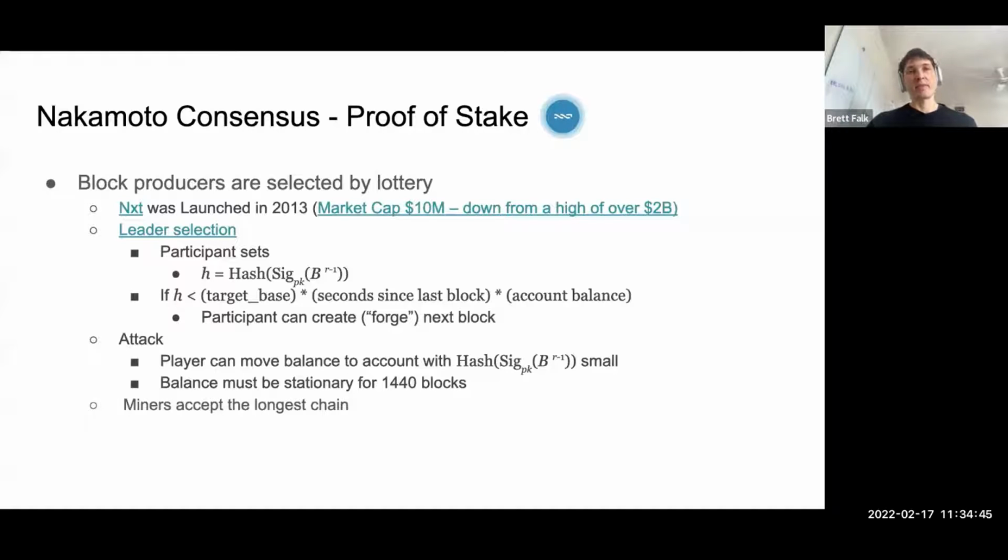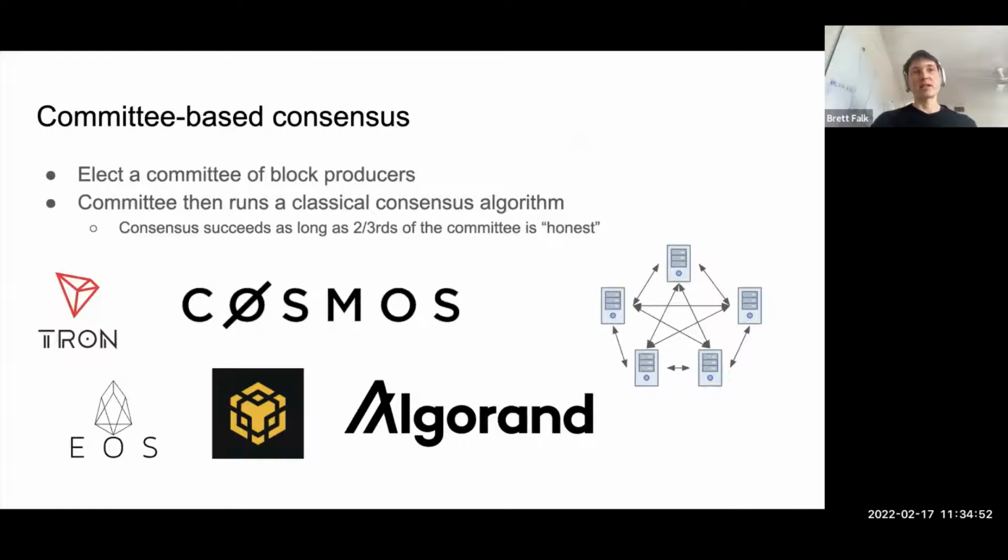using this lottery. But there are a lot of alternative consensus mechanisms that can still use proof of work or proof of stake, but have a different kind of consensus. And so we're going to be focusing here on this type of committee-based consensus.